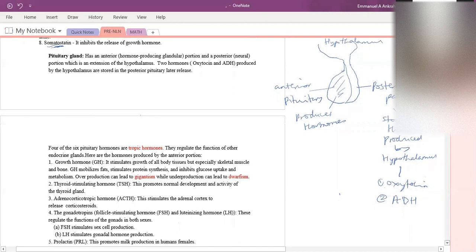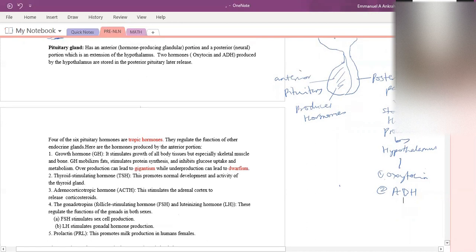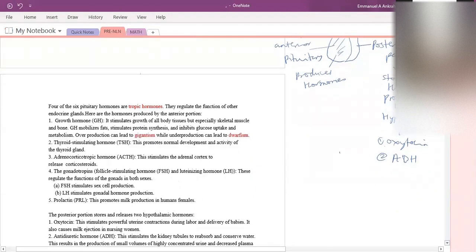Okay. So I have that the pituitary gland has an anterior hormone producing glandular portion in the posterior part, which is called the neural portion. All right. It's an extension of the hypothalamus, right? And then two hormones, oxytocin, ADH, are produced by the hypothalamus and are stored in the pituitary. That later releases it. Then 4 of the 6 pituitary hormones are the tropic hormones, right? We call them tropic hormones because they regulate the function of other endocrine glands.